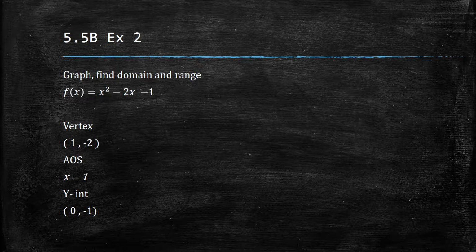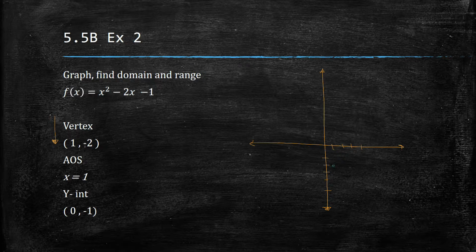We'll do one more example. Once again, you need to know how to find these numbers. I'm not going to go over it right now. Watch the previous video if you need to, because you're going to have to know how to do that for the exam. Alright, so let's just plot what we know. We know that the vertex is at 1, negative 2. So 1, negative 2 is going to be right here.